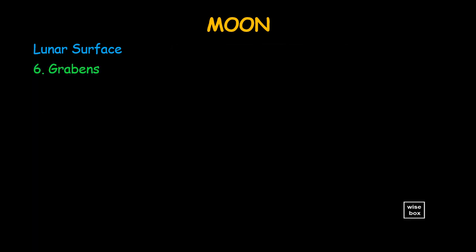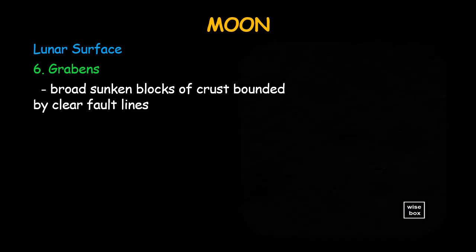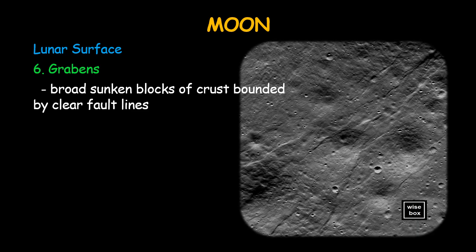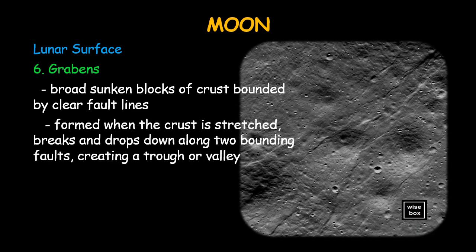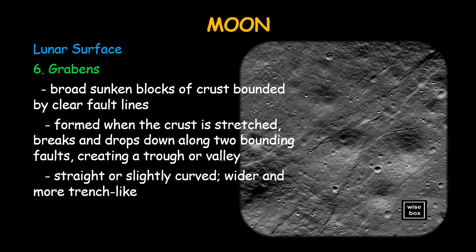And grabens, which are broad sunken blocks of crust, bounded by fault lines. They are formed when the crust is stretched, breaks, and drops down along two bounding faults, creating a trough or valley. Typically straight, or slightly curved, wider and more trench-like, with a significant drop in elevation between parallel faults.